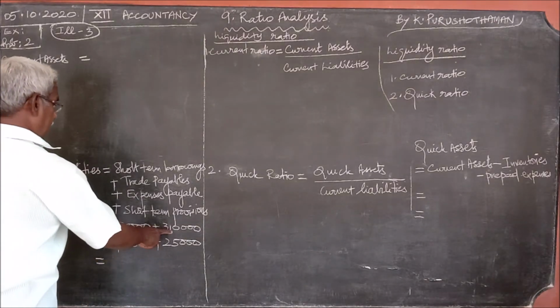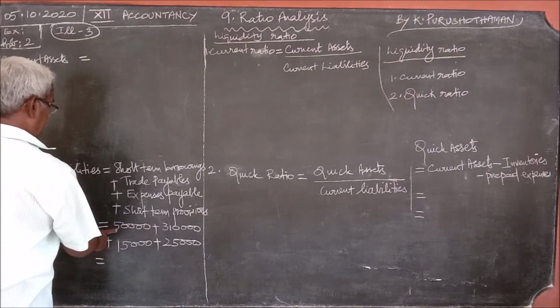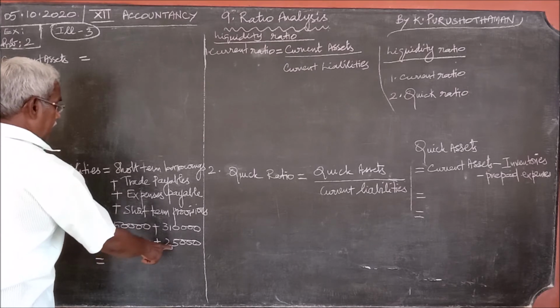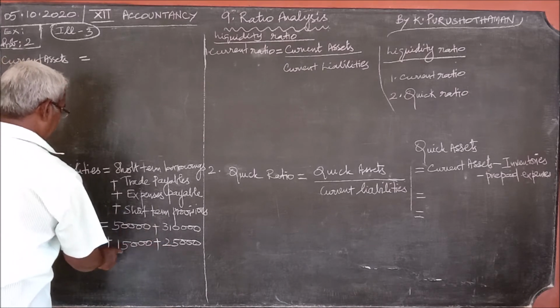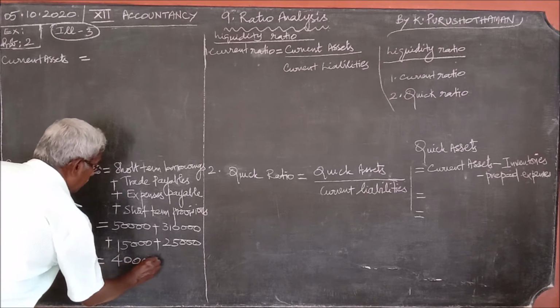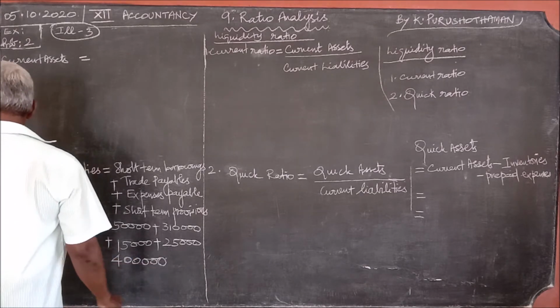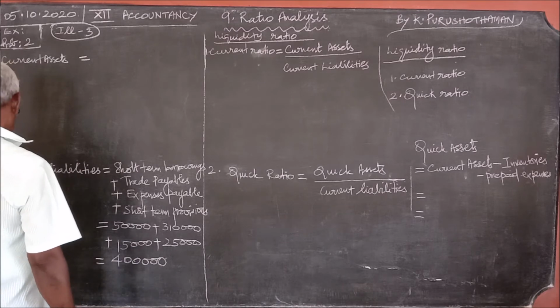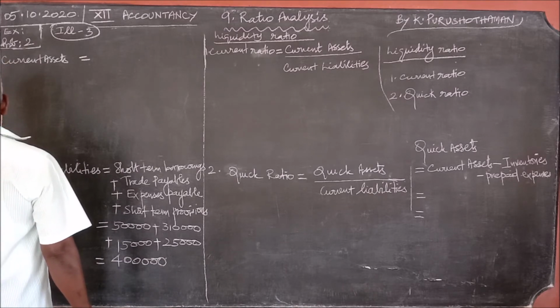So 3,10,000, 3,60,000, 3,85,000, 15,000. It comes to 4 lakhs. This is current liabilities. Then, what about current assets?